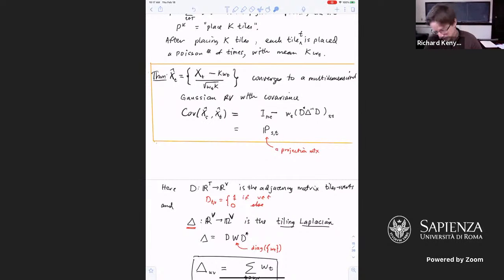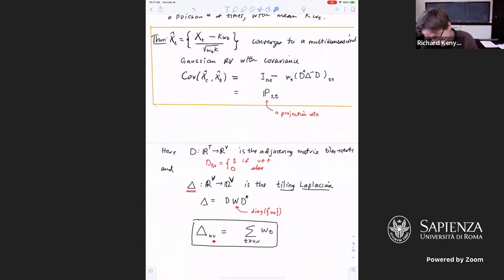And here's a formula: the UV entry of this matrix is just the sum of the weights of tiles which contain both vertices U and V. So in order to understand this theorem, we need to understand the multi-tiling model, which in the limit of large multiplicities is a Gaussian model, and all we need to do is understand the covariance matrix, which has a quite explicit formula in terms of this graph Laplacian and the adjacency matrix D.